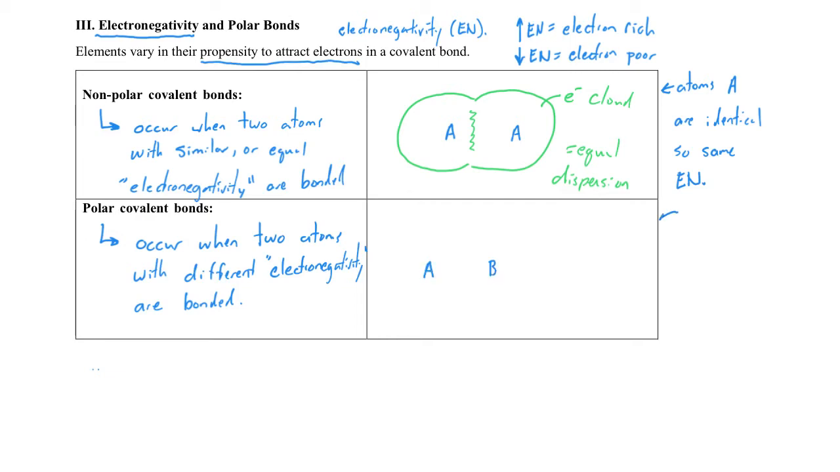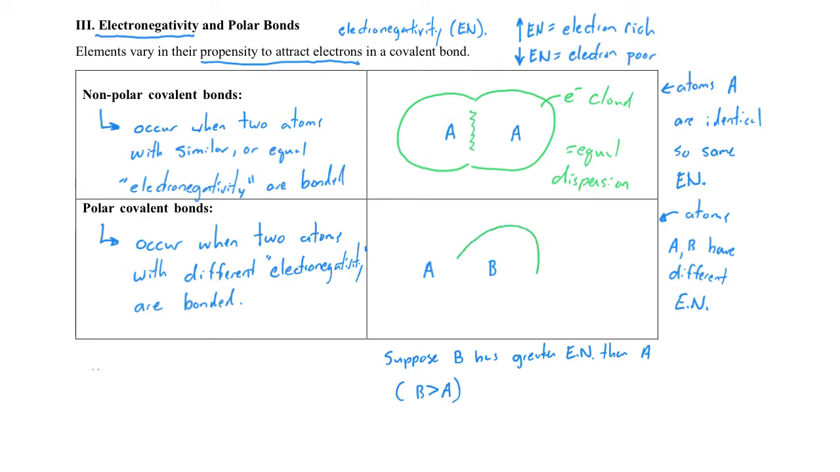So let's draw two atoms, atom A and atom B, and let's write over here in a little note that A and B have different electronegativities. Contrast that with the previous example, in which A and A had identical electronegativities. So here we have A and B with different electronegativities, and let's just suppose that B has a greater electronegativity than A. So it's more electronegative than A. I'll show you later on the next page how to know which atoms have greater or lesser electronegativities. But for now, let's just presume that B is greater than A.